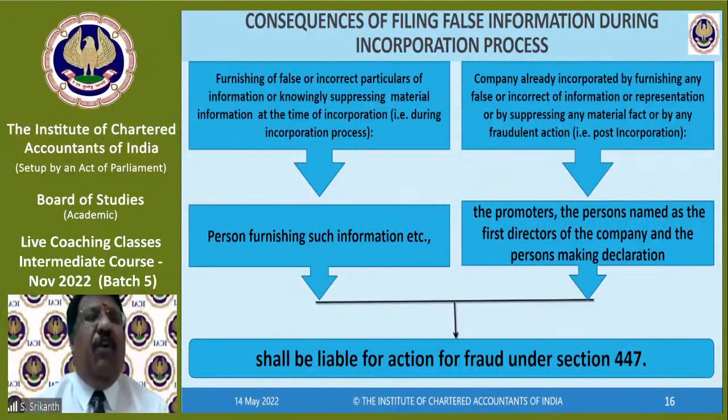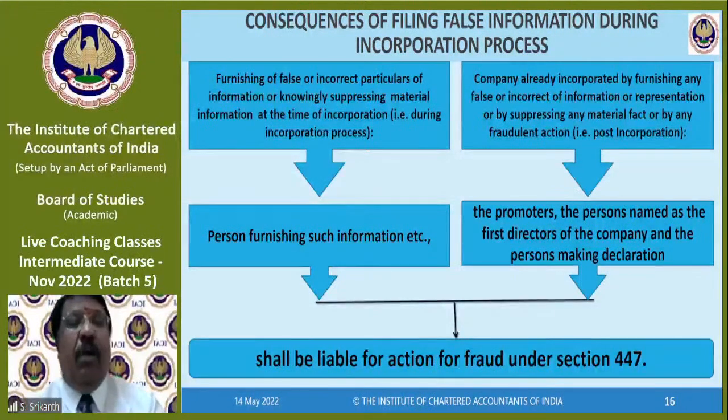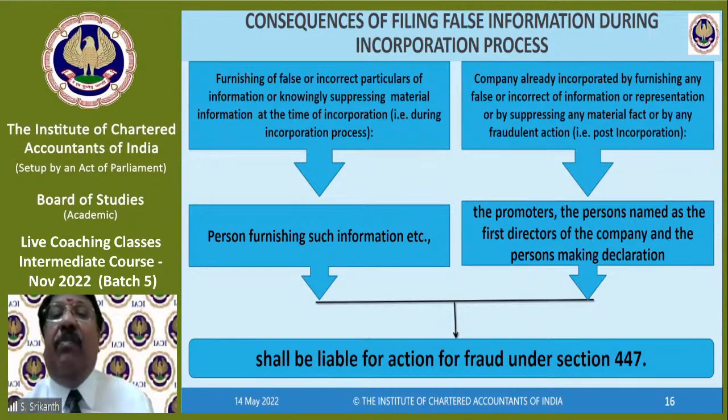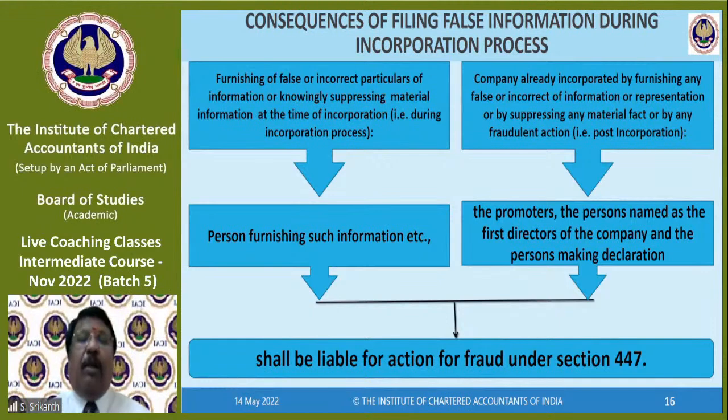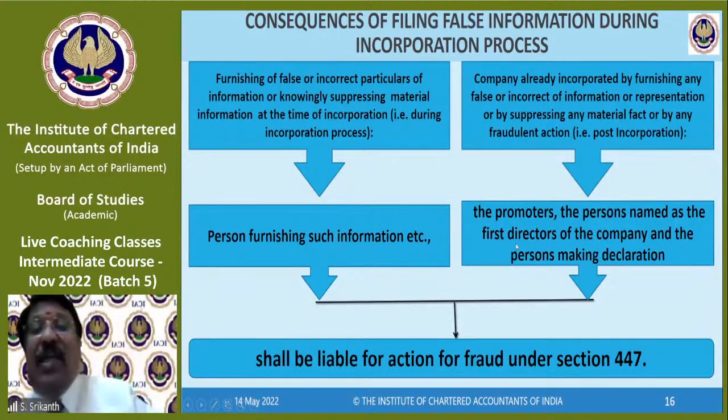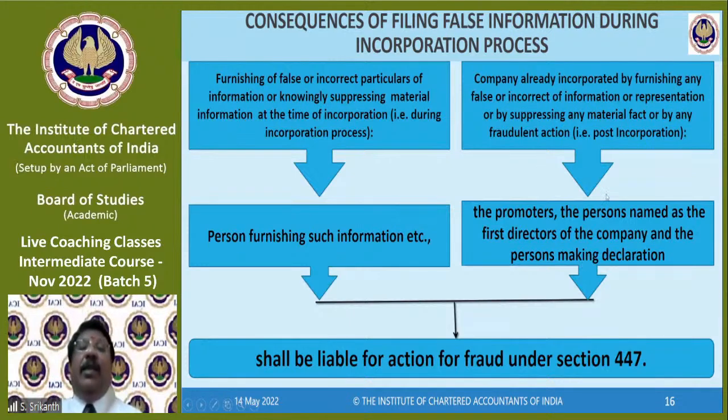Consequence of filing, furnishing of false or incorrect particulars of information, or knowingly suppressing material information at the time of incorporation, or, if the company is already incorporated, furnishing any false or incorrect information or suppressing any material fact post-incorporation. Both during the incorporation process or post-incorporation. Then every person filing such information during the incorporation process is liable, because at the time of incorporation there is no director, shareholder or promoter. In the case of an already incorporated company, the promoters, the persons named as the first directors of the company, and the persons making the declaration, all of them will get caught.